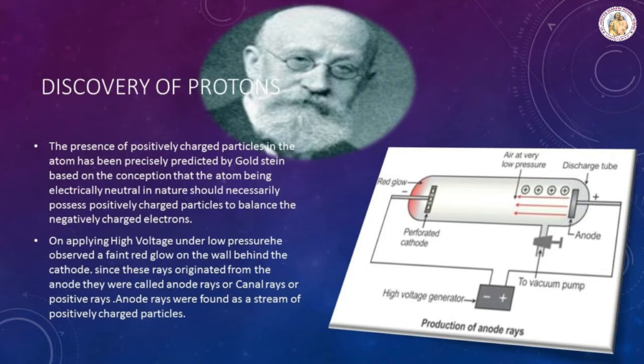On applying a high voltage under low pressure, he observed a faint red glow on the wall behind the cathode. Since these rays originated from the cathode, they were called anode rays or canal rays or positive rays. Anode rays were found as a stream of positively charged particles. Do you know, when invisible radiation falls on materials like zinc sulfide, they emit a visible light. And these materials are called fluorescent materials.